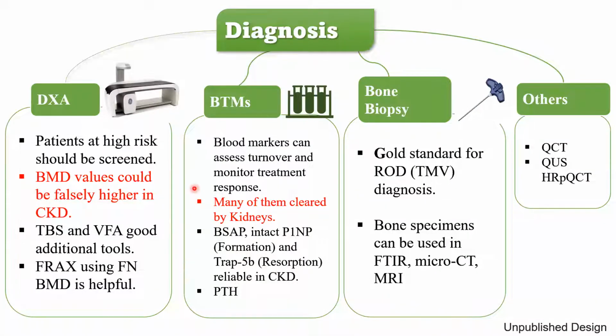The next important tool is bone turnover markers. Bone turnover markers can assess turnover and they can monitor treatment as well. We should be aware that many of them are cleared by the kidney, but we have bone-specific alkaline phosphatase and intact P1NP as bone formation markers, and we have TRAP5b as a bone resorption marker. They are reliable in CKD because they are not cleared by the kidney, and of course, in addition to the PTH. So you can assess the turnover status of the patient using these biomarkers, and also you can monitor the treatment with them.